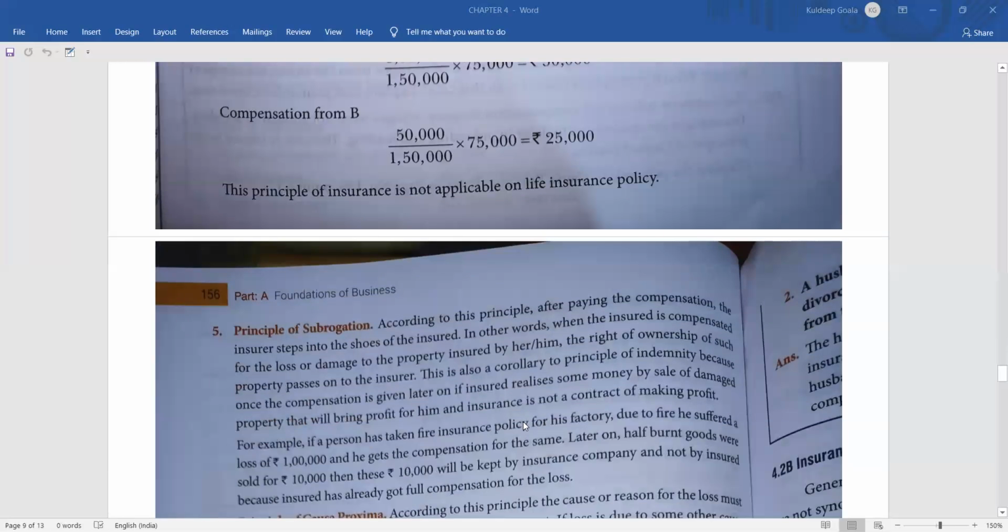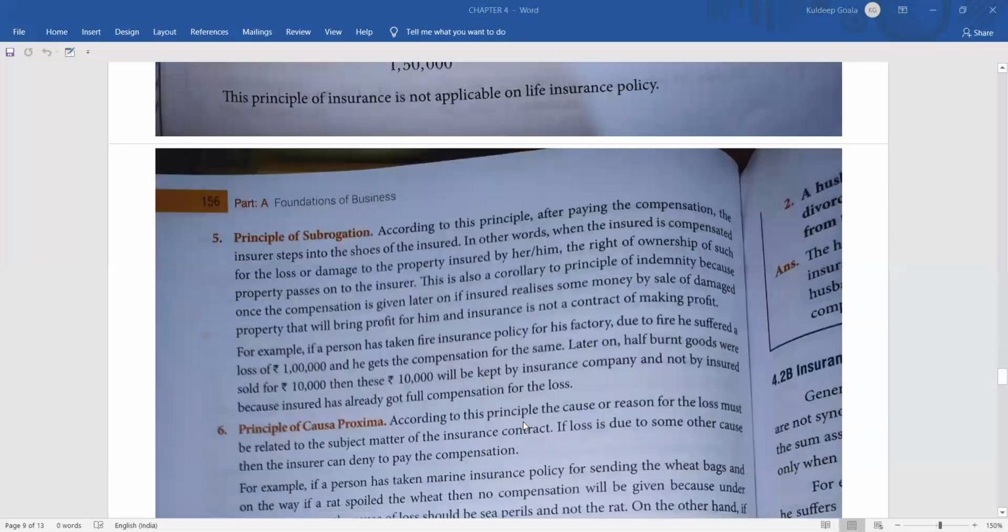Then coming to the next one, principle of subrogation. Subrogation means what? According to this principle, after the insurance company has paid you the compensation amount, whatever the material is there on which the insurance has been done will go back to the insurance company. You cannot claim it.